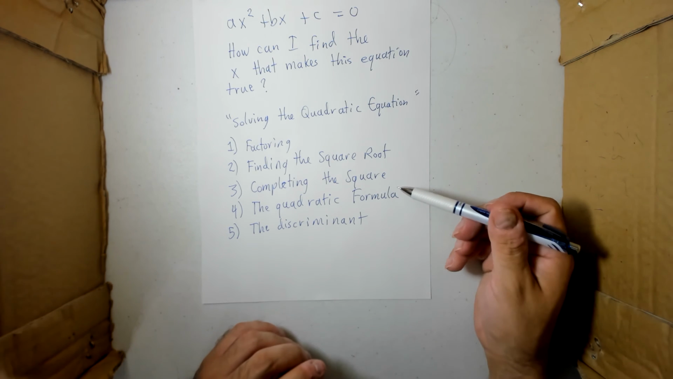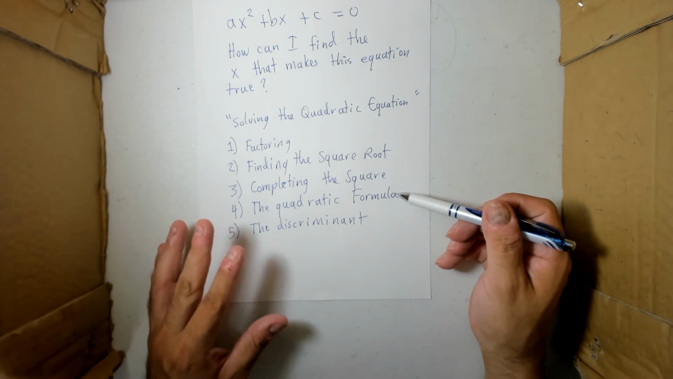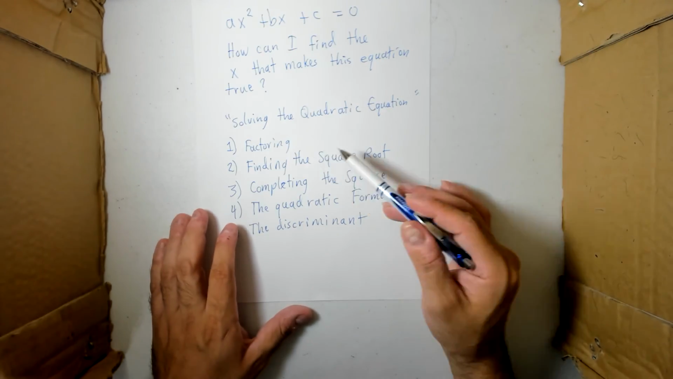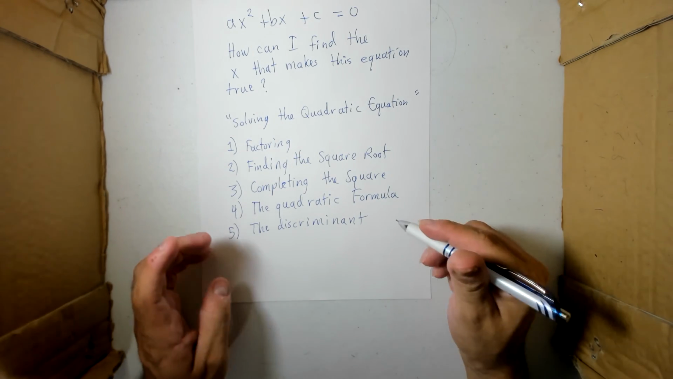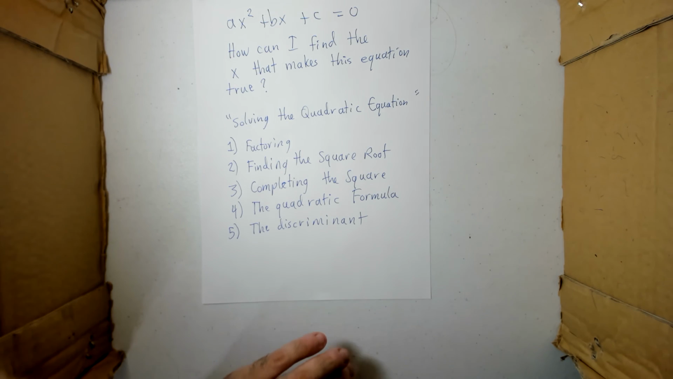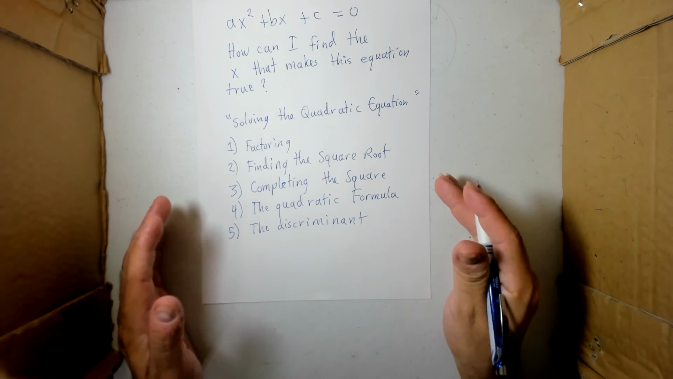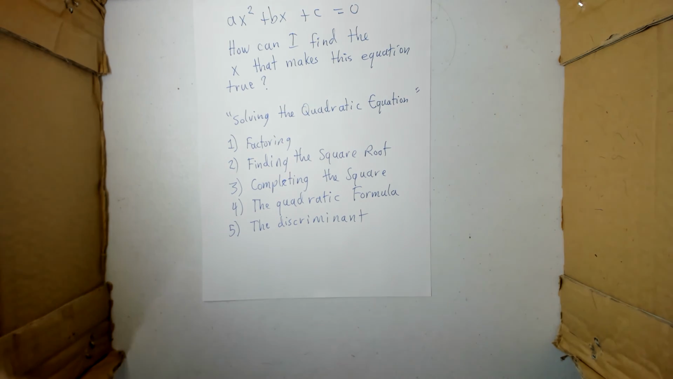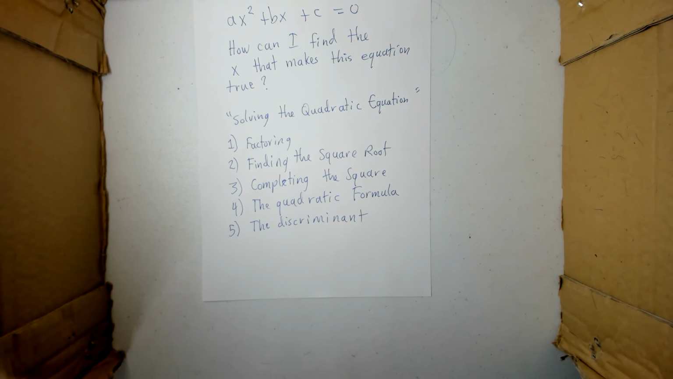What we will find is that completing the square and the quadratic formula will always work, no matter what quadratic we want to solve, and that factoring and finding the square root will work occasionally, and that the discriminant will allow us to determine if certain techniques will even bear fruit or not. And so, without further ado, let us begin.